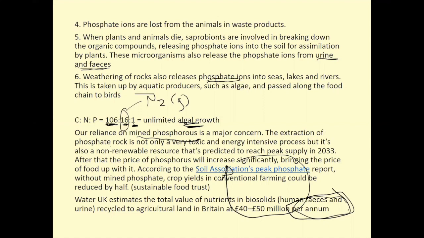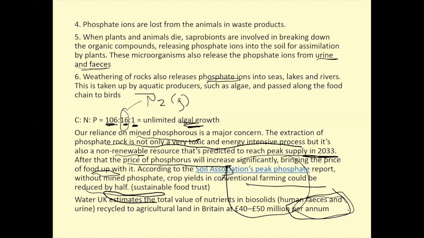But anyway, the extraction of phosphate rock is toxic and energy intensive. It's non-renewable. It will reach peak supply in 2033, although we keep finding more. As the price increases, they will find more, but also food prices will increase, and conventional farming could be reduced by half. So I think that is the reason. That's not in your biology book, but that's why we're studying this. Okay, it's an important cycle to understand.